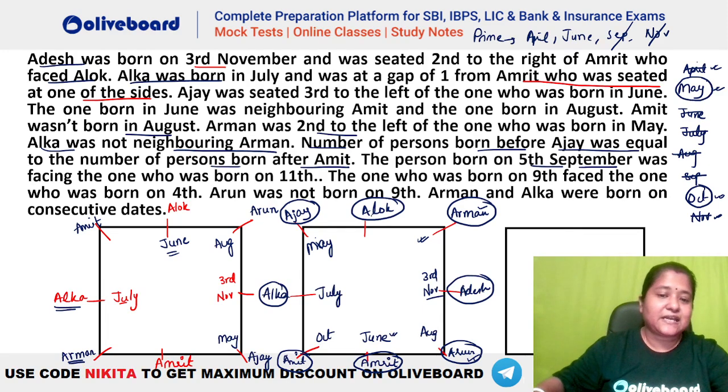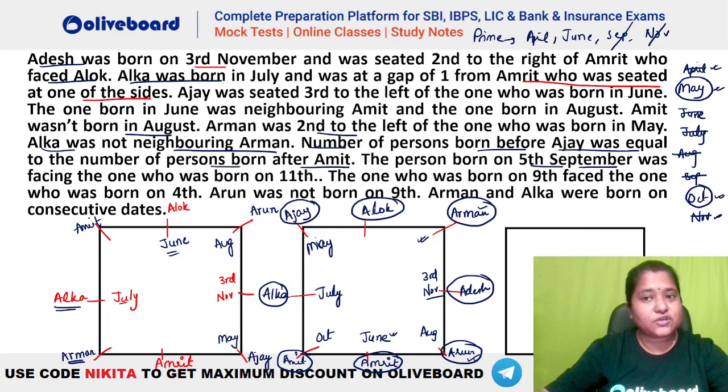So let's say if we take 11th April for Alok, so he has to be opposite to 5th September, which is not possible. Similarly, Arman with 11th of this one. So again, you can see opposite of that, it's not possible to have 5th September. So that means the only possibility here will be 11th June.